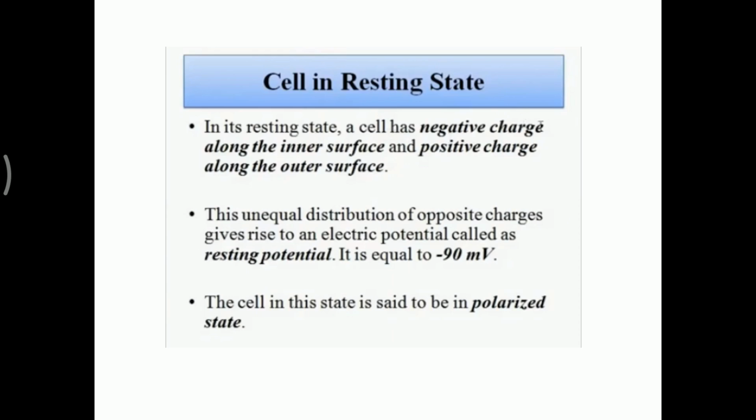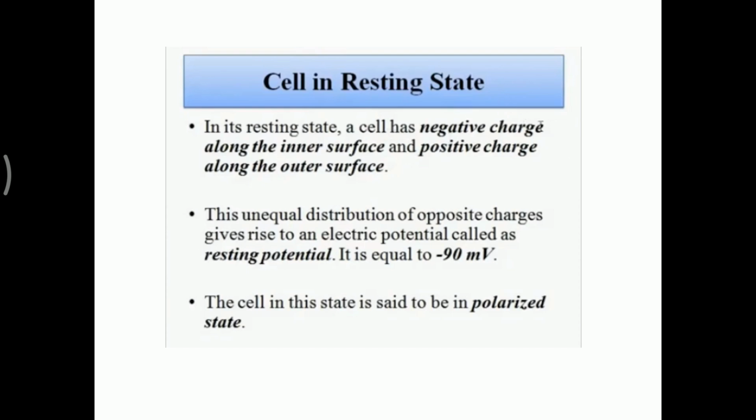Next, what happens when the cell is in the rest condition? Here you can see the negative charges along the inner surface. What is the negative charge? Here chloride is the negative charge. Chloride is present inside the cell membrane, and potassium and sodium are present outside the cell membrane. So the cell membrane separates the sodium and chloride, thus forming the electric potential.